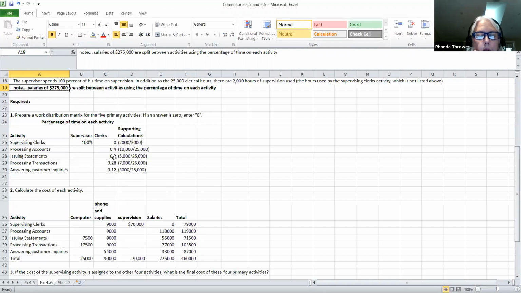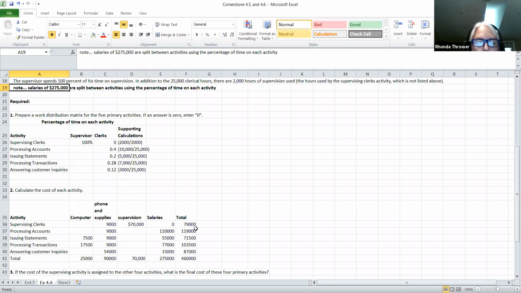20% of the time is in preparing statements. So 20% of 275,000 is going to give you 55,000. 28% of 275,000 will give you 77,000 for processing transactions. 12% for customer inquiries times 275,000 will give you 33,000 that went to customer inquiries. And again, I just totaled it just to make sure I had my numbers right.